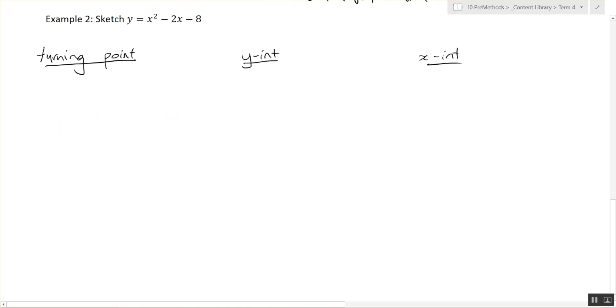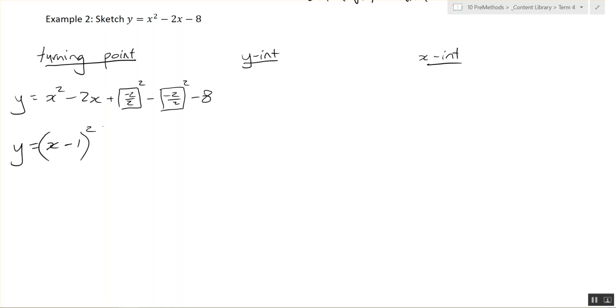For finding the turning point, okay, I'll show you. So we want to add this b value at the end, but we want to divide it by 2 and square it.